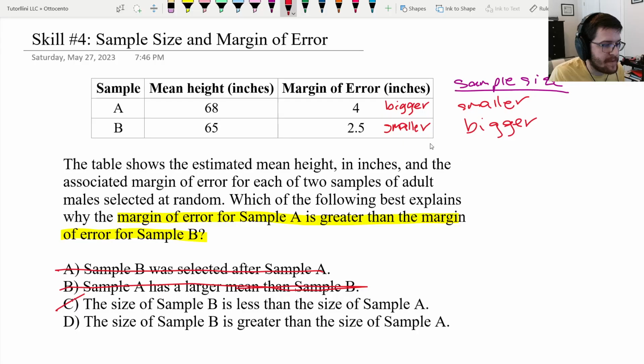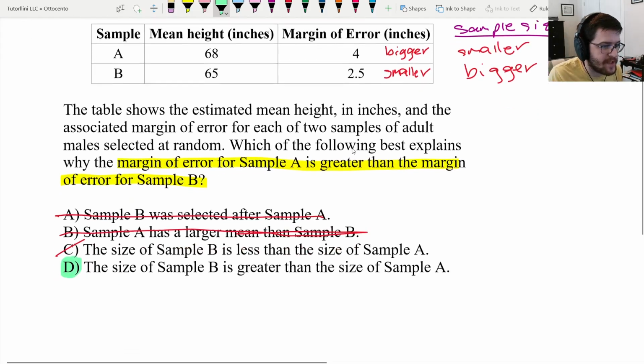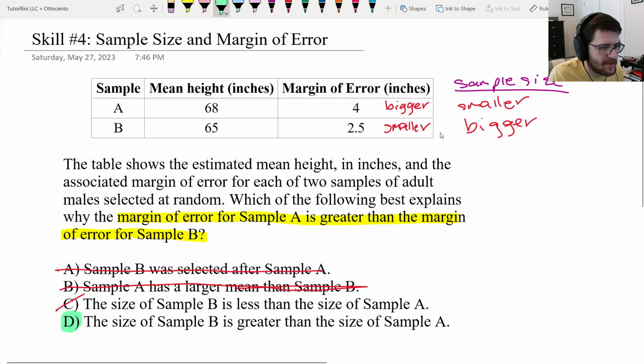The size of sample B is greater. Okay, B is greater. It's the bigger one for sample size. That makes sense. Great, so the answer is D. So let's just do one final check. Does that make intuitive sense? Okay, sample B is greater. It's got a bigger sample size, so it's got a more accurate study, so the error should be smaller, which it is. Seems like we did a good job.